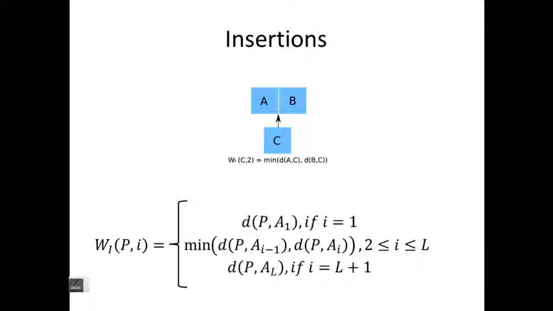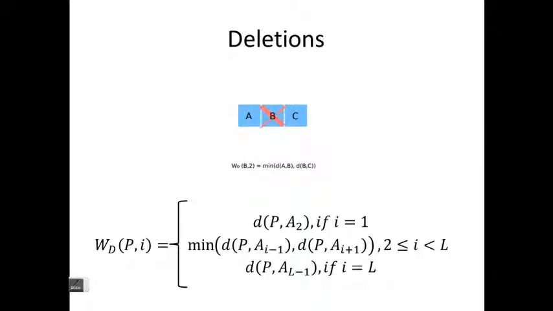This is formally stated in the formula below, where it says that the weight Wi for adding a pose P at position i to a pose sequence A would be the distance between P and the first element if you're looking to add the pose P at the first position. If it's any intermediary position, not at the extremes, then you take the minimum, as is illustrated in the figure above. And if it is at the end, then once again you take the distance to the last pose in the sequence of poses.